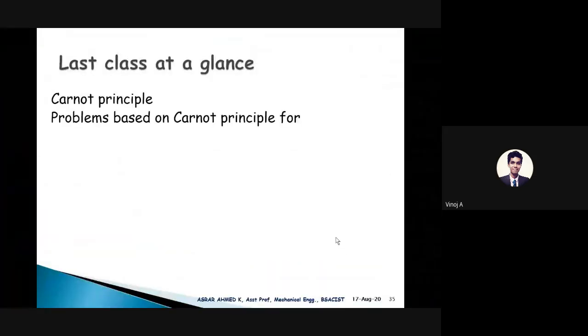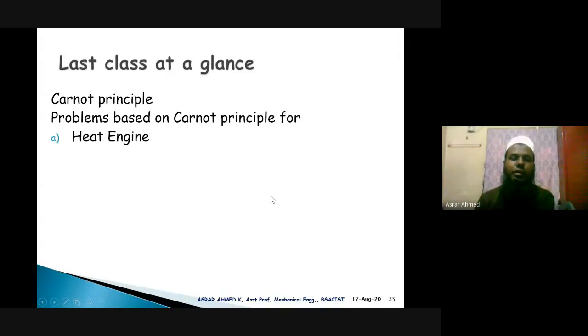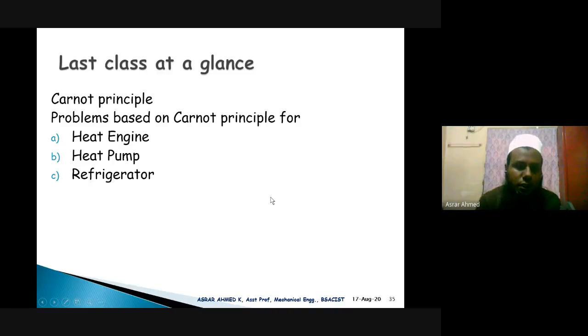So the ideology behind these Carnot devices is just to compare the actual value with that of the ideal one. Okay, so this we have discussed in the last class.